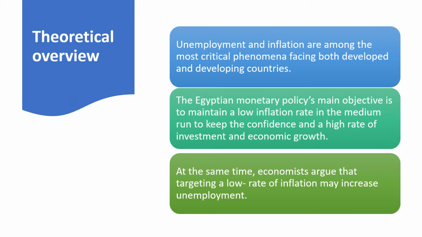When we move to the theoretical overview, we can see that unemployment and inflation are among the most critical phenomena facing both developed and developing countries. The main objective of the monetary policy in Egypt is to maintain a low inflation rate in the medium run to keep the confidence and a high rate of investment as well as economic growth. At the same time, economists argue that targeting a low rate of inflation may increase unemployment.